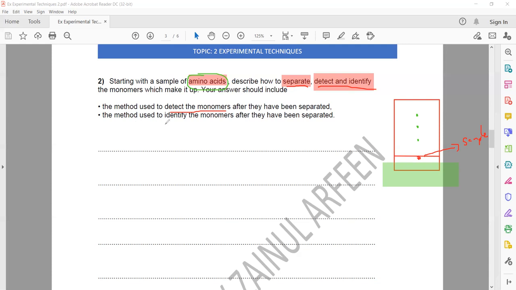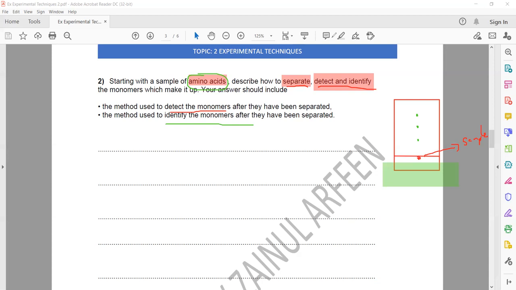And then use a method to identify them. How to identify the amino acid? So what we can do, we can identify the type of amino acid by using the RF value. Like there are 20 amino acids, and all 20 amino acids have different RF values. So by measuring the RF value, we can identify the type of amino acids present. Is it clear now? So we will check all the RF values of the 20 amino acids.